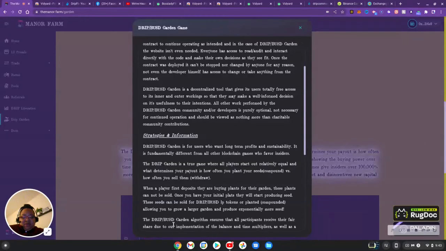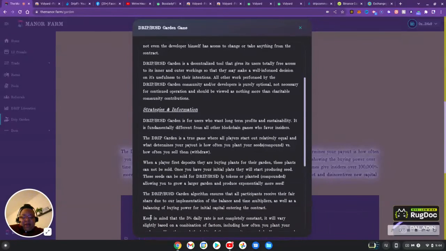The Drip BUSD garden algorithm ensures that all participants receive their fair share due to our implementation of the balance and time multipliers, as well as a balancing of buying power for initial capital entering the contract.